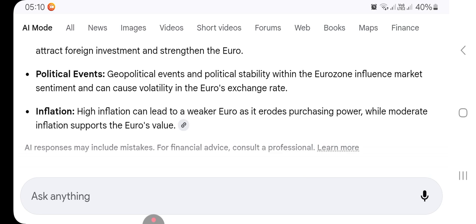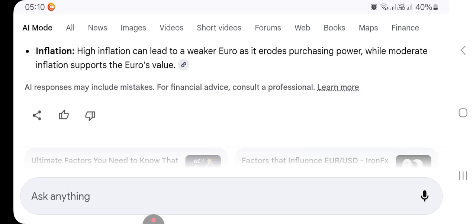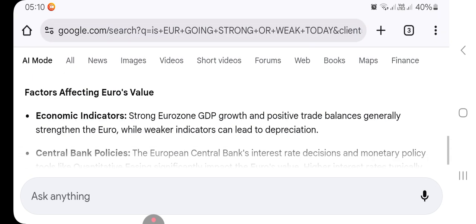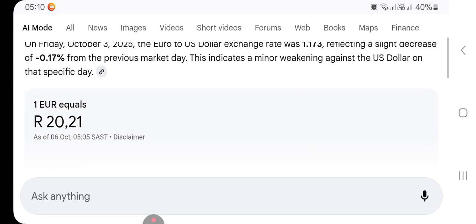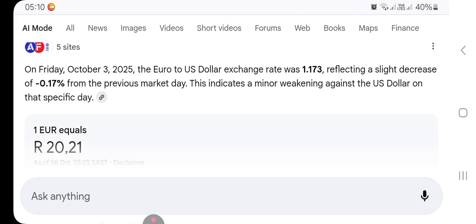High inflation can lead to a weaker euro as it erodes purchasing power, while moderate inflation supports the euro's value. So this statement here is in between, it's giving us the in-between decision. But the overall is that the euro went down by at least negative 0.17%, which is not a lot. It's not one to cry for, which means the euro is still standing firm.